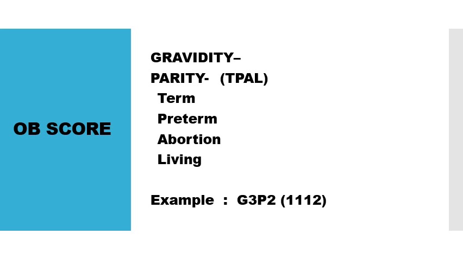An example, a gravida 3 para 2-1-1-1-2 means gravida 3, the patient has been pregnant 3 times. Parity 2, she has completed 2 pregnancies beyond 20 weeks. Enclosed in parentheses, 1 delivered term, 1 delivered preterm, 1 miscarriage, and she has 2 living children.